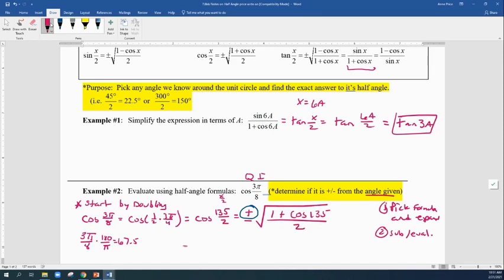So this is going to be equal to the plus sign, which I'm going to bring along, with the square root of 1 plus, what is the cosine of 135? The cosine of 135 is in the second quadrant. So again, we have a positive out in front, but we are evaluating cosine of 135, which is negative square root 2 over 2, all divided by 2.